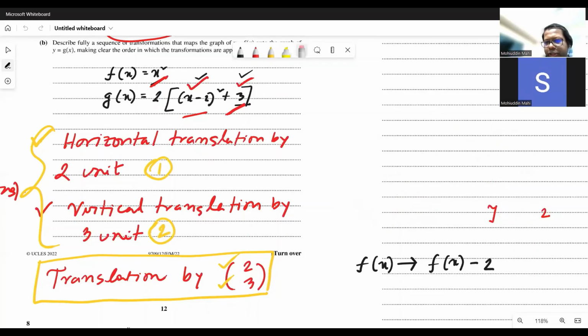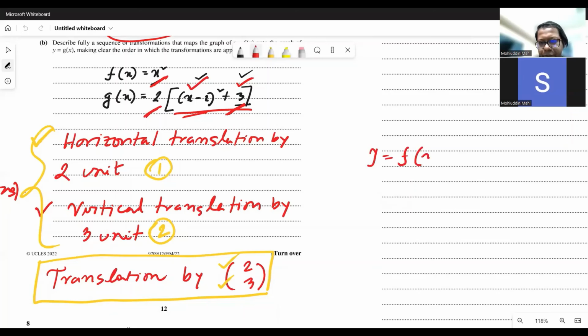Okay, fine. Now the whole transformed expression is multiplied by 2. The whole transformed equation is multiplied by 2. Now, if f of x is transformed as a times f of x, that means there will be a vertical stretch by a stretch factor of a. Now, as there is 2, there will be a vertical stretch with a stretch factor of 2.